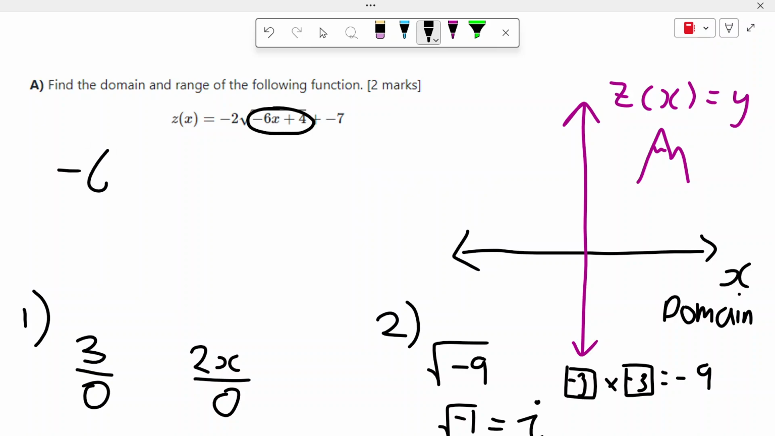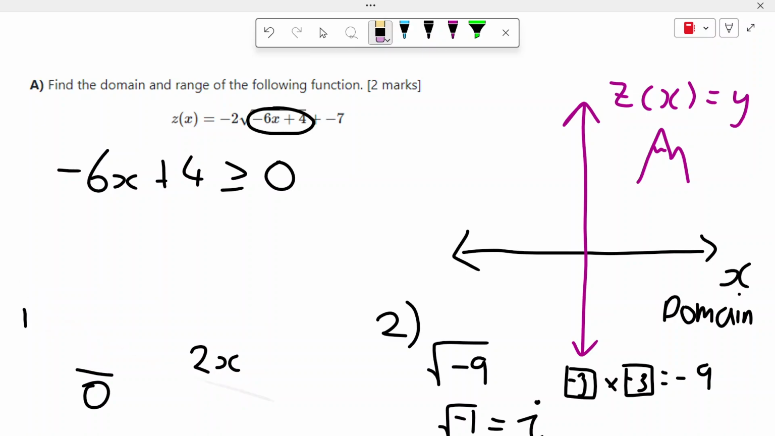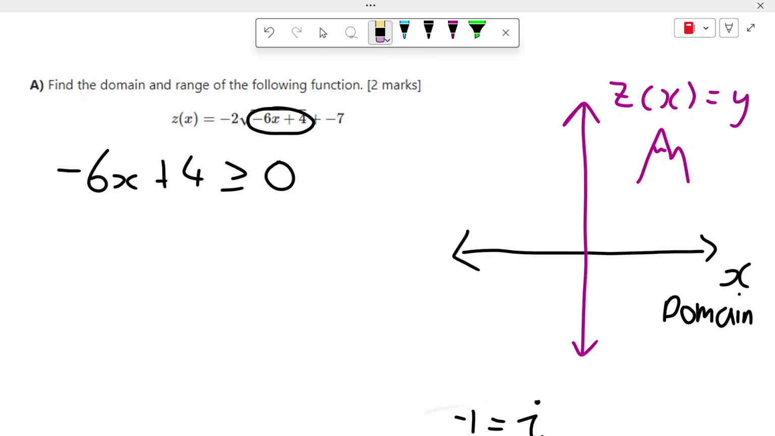So we can say that -6x plus 4 has to be greater than or equal to 0. Okay? Now, solving inequalities can be a bit of a pain. So what I'm going to do is make them equal to each other, and then just test either side of the inequality.